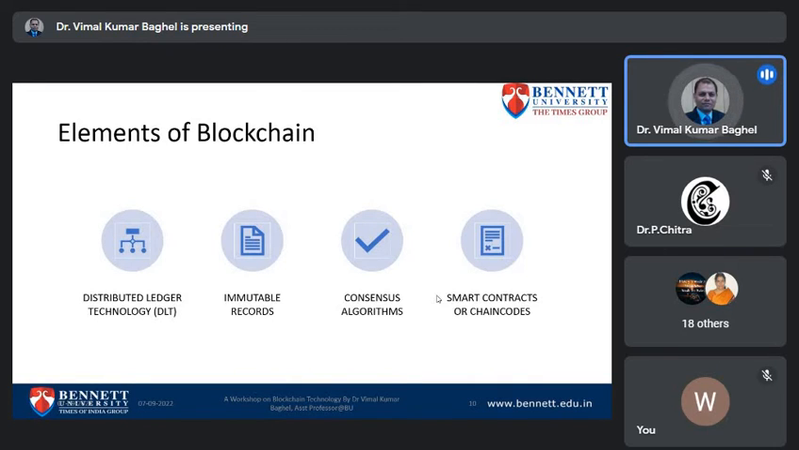Then we have the fourth element, that is smart contracts or chain codes. A smart contract is a term we'll discuss in just a few minutes. Chain code and smart contracts are synonymous. In public blockchains, the term smart contract is used. In private blockchains, we use chain code, but the meaning is the same for both terms. So these are the four different elements that we generally have in any blockchain.